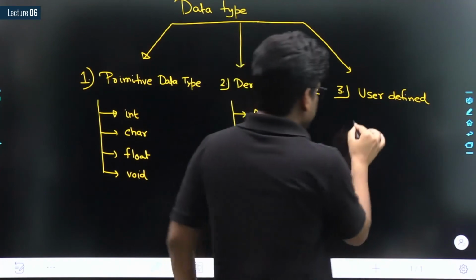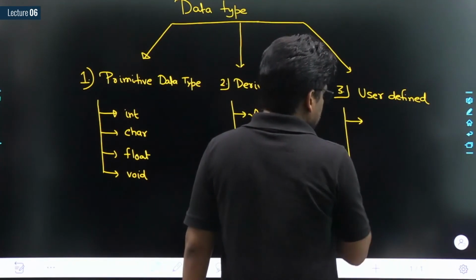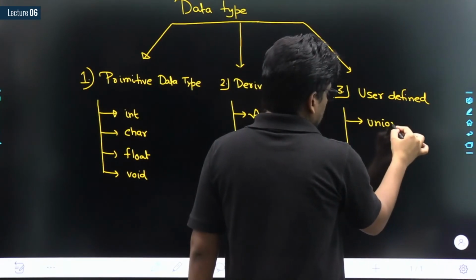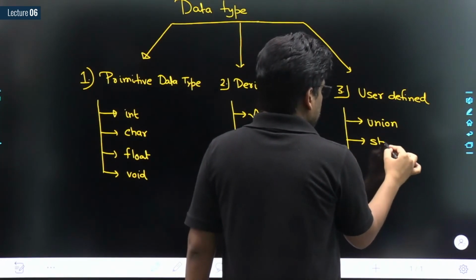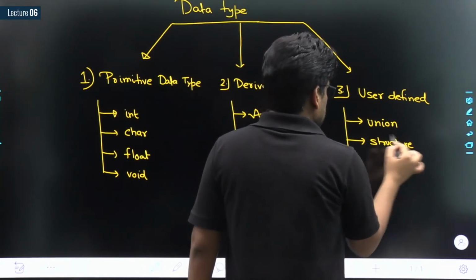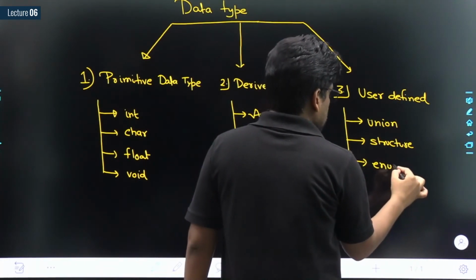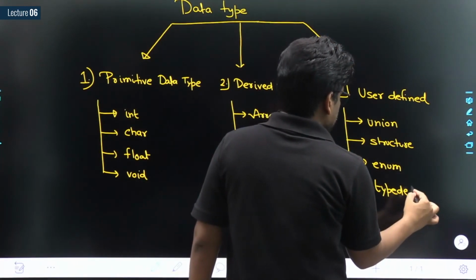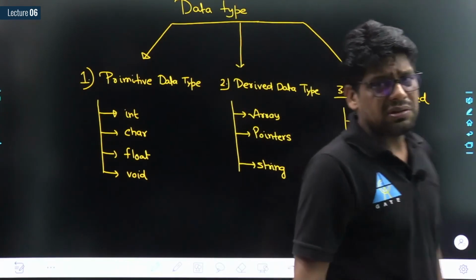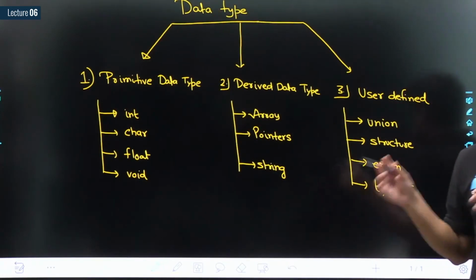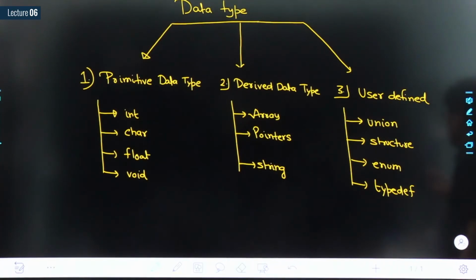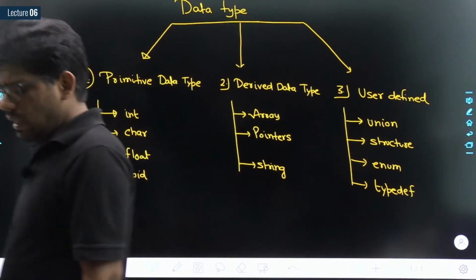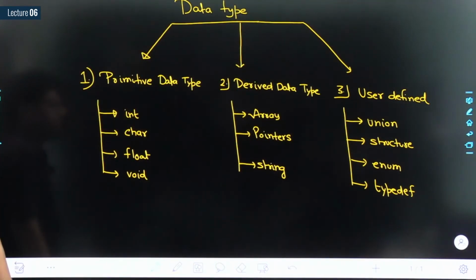Sir, what about user-defined data type? Again, there is a sub-classification. Sir, in user-defined data type, we have union, we have structure, we have enumerators, and we have typedef. Please take a screenshot and don't worry about that. Sir, what is this? It is too scary. Don't worry about that. I am going to cover each and everything in depth until you are satisfied.